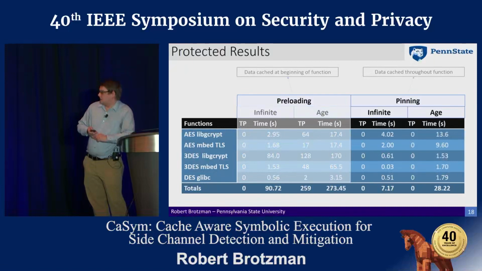And then with pinning, the data is going to be cached throughout the function. So what that means is that the age that we use for the age model is always going to be 0 for those sensitive values, so it won't ever change. So we're able to verify the absence of side channels in those crypto benchmarks with these defenses.